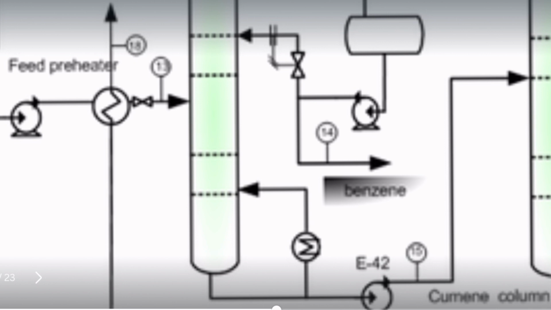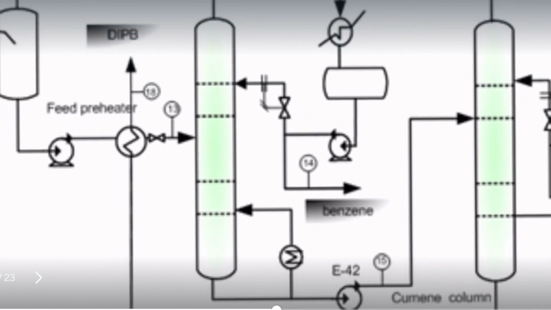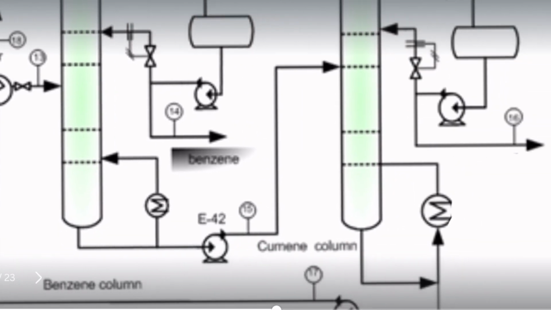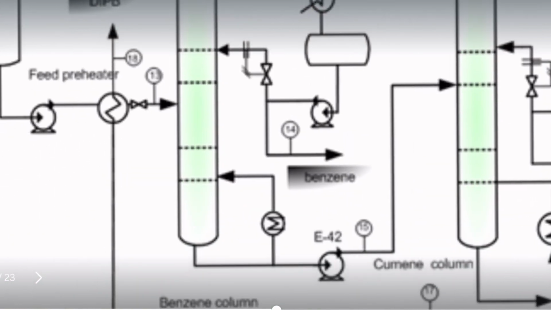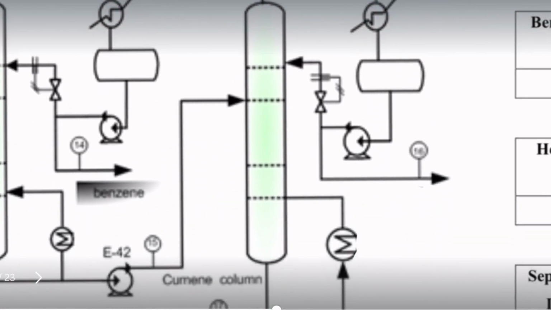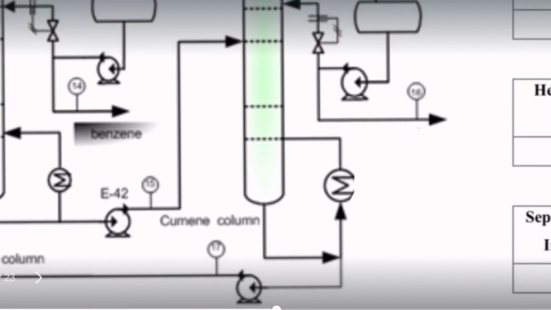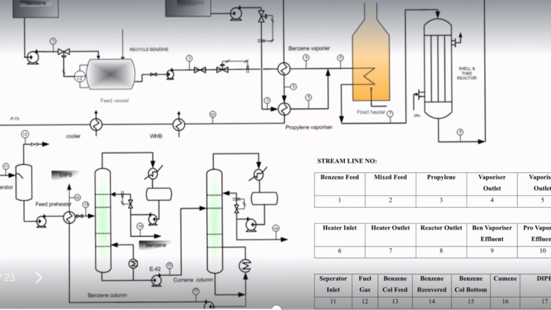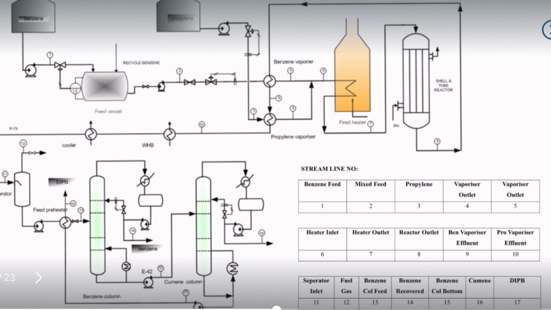And then the bottom liquid goes to a cumene distillation column. Okay, so this is the benzene distillation column and this is the cumene distillation column. After it goes to the cumene distillation column, it results in 99.9% pure cumene as distillate and pure PDIPB at the bottom. The heat from PDIPB is used to preheat the benzene column feed.